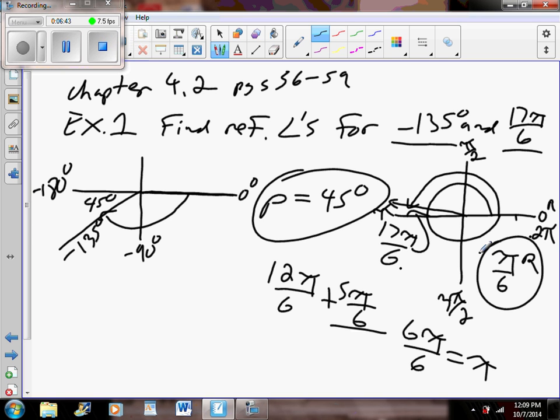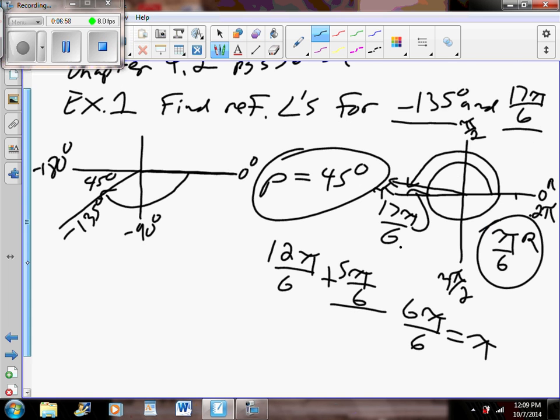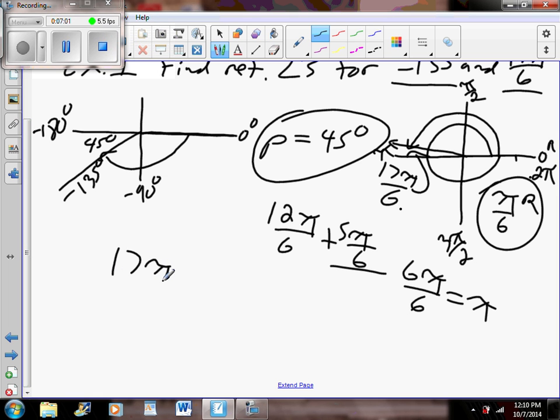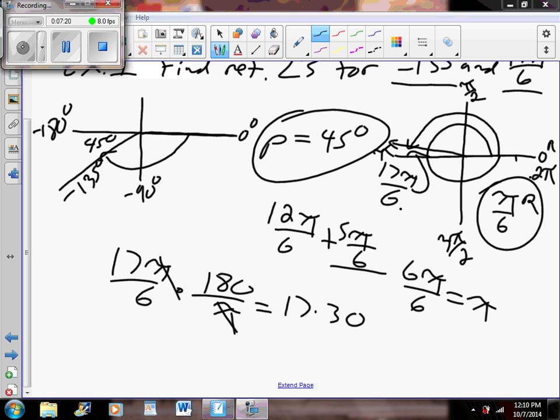Can I do pi over 6 in degrees? 17 pi over 6 is given in radians. If I do this in degrees, I've got to translate it into degree measure from radian measure. I can do that. If I want to translate 17 pi over 6 to degrees, what I've got to multiply by is 180 over pi. That's how I convert into degrees. The pi's cancel. 6 goes into 180 30 times. So I'm talking 17 times 30, which is going to equal 510 degrees.